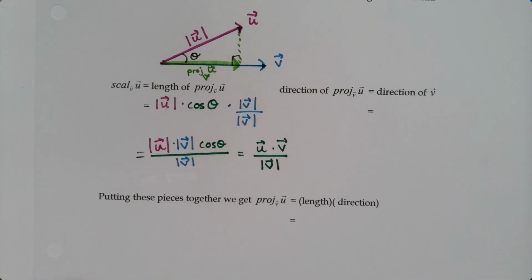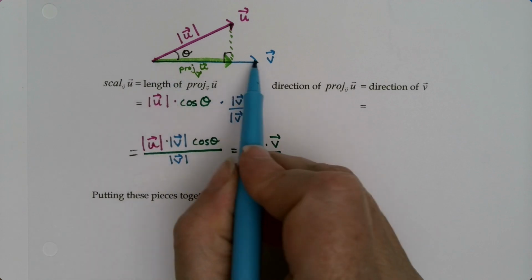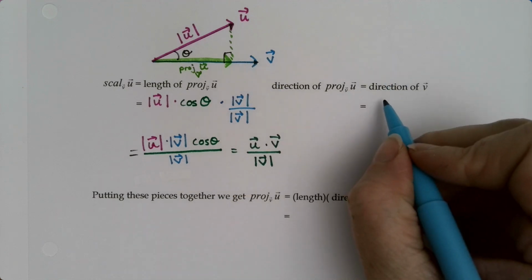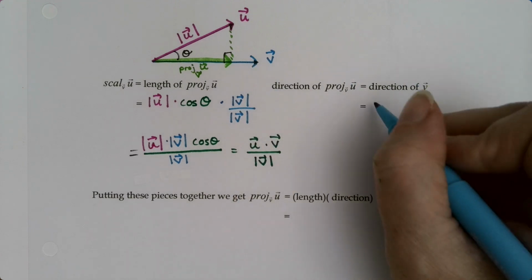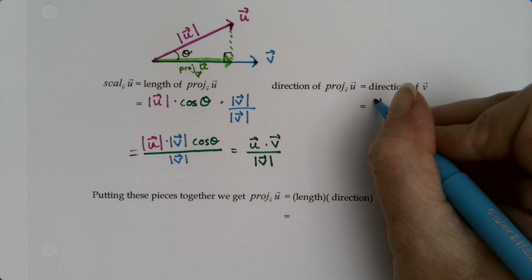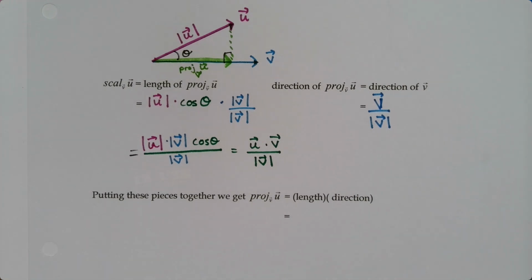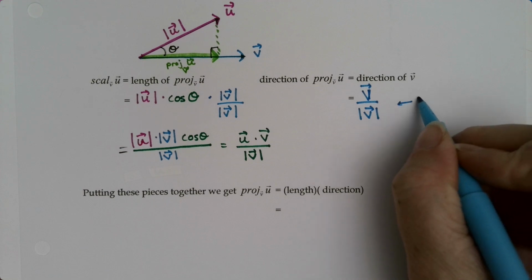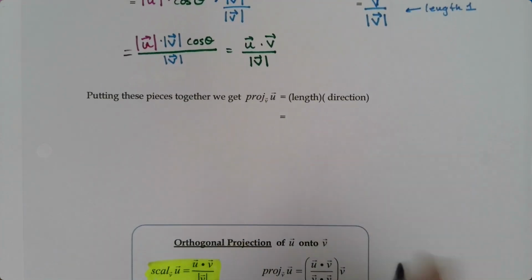Okay, now what about the direction of v? Well, the direction of v is v. But we want it to be a unit vector. So we want to change v to a unit vector. We're going to take the vector v and divide it by the magnitude of vector v. So v is whatever it is, pointing in that direction, and we're going to divide by that to make it a length of 1. Why do we do that? Well, because that way then we can put the two pieces together.